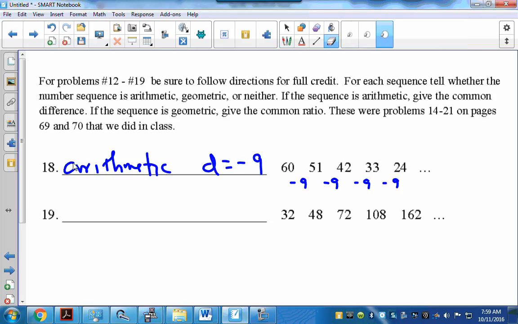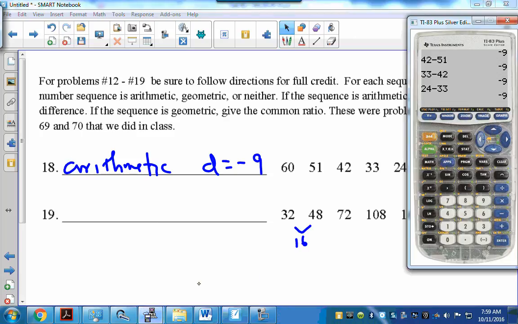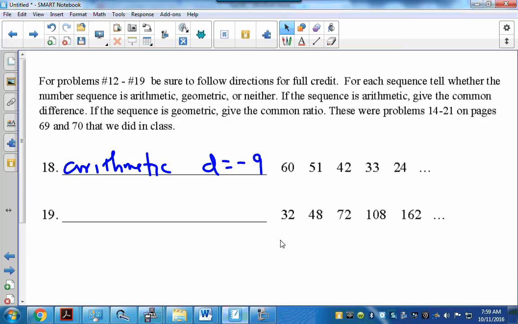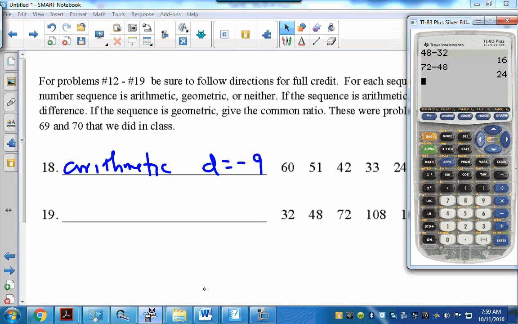Okay, and the last one, again, we can check for differences. This difference is 16. And again, if you don't want to do that in your head, you could do it over here, 48 take away 32, sure enough, and then try 72 take away 48. Okay, so not a common difference, right? Not arithmetic. Let's try ratios.